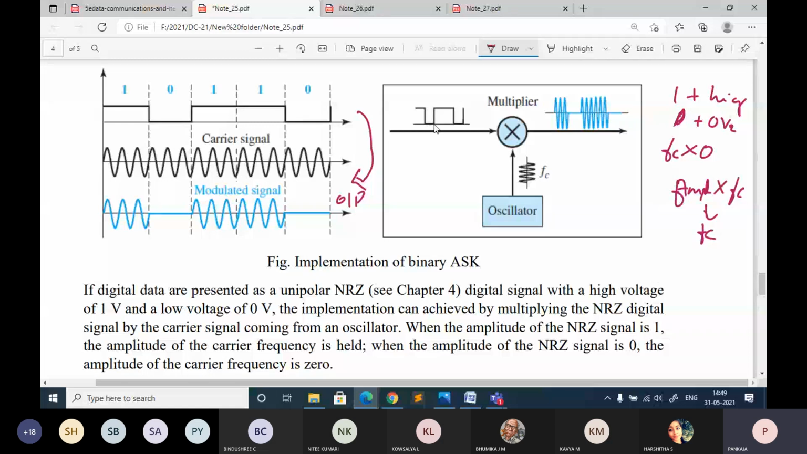And if the amplitude is 0 here, the 0 amplitude multiplied with high frequency, what will you get? You will get 0 only. The same thing you are going to get in the modulated signal. This is the modulated signal. You can just observe, this is bit 1, accordingly you are getting high amplitude. When it comes to 0, you can see it is represented with a 0 voltage. How is it done? By multiplying the input with a high frequency signal that is generated by the oscillator.